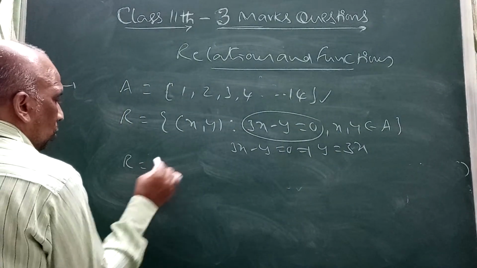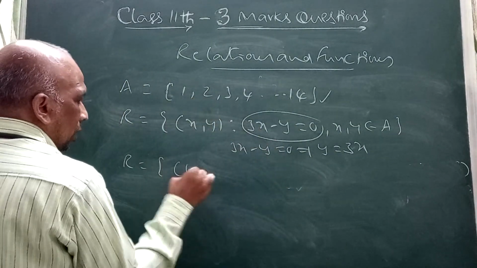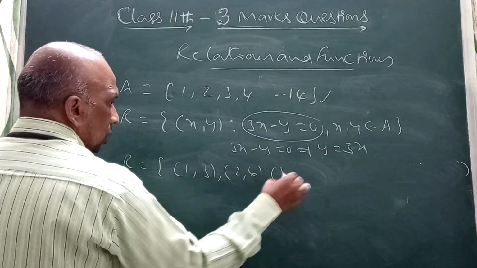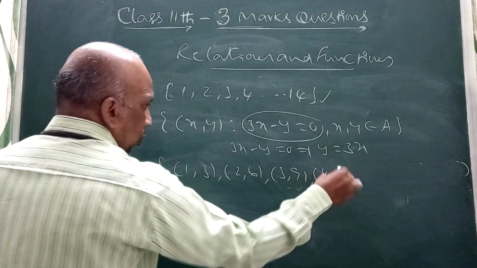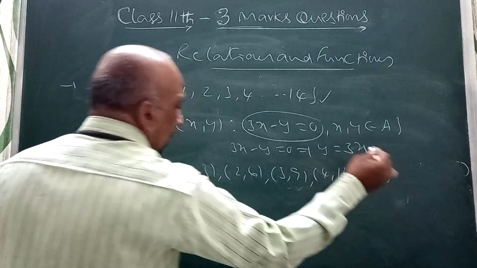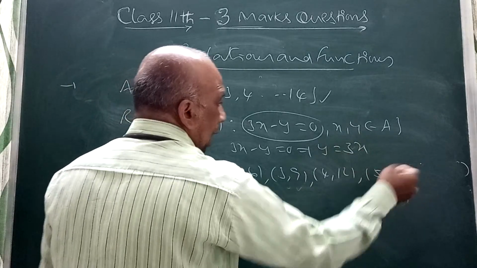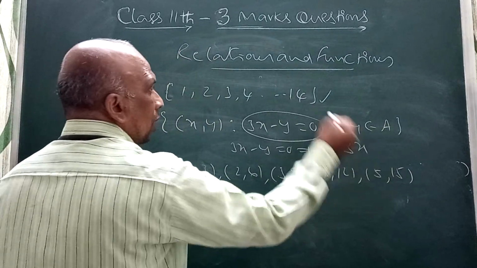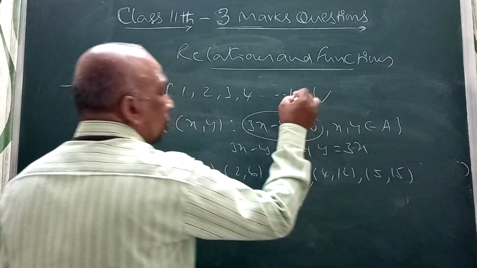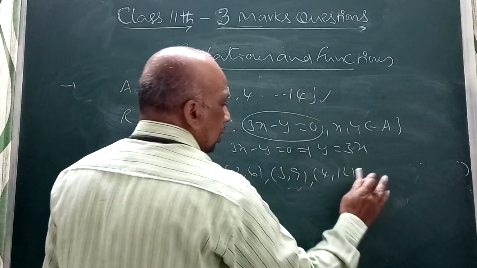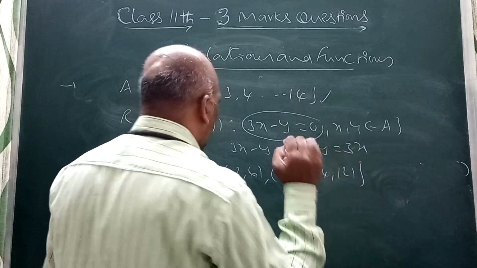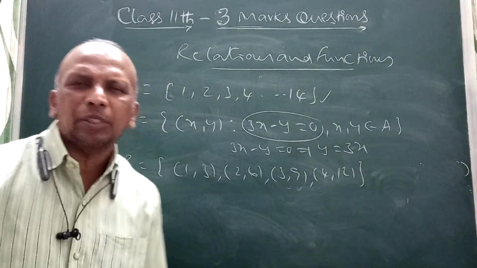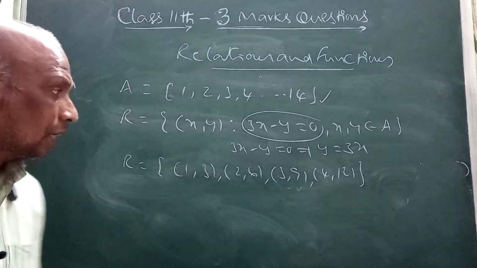Then R is equal to, if I take x element 1, y will be 3: (1, 3), (2, 6), (3, 9), (4, 12). If I write 5, 5 times 3 is 15, but 15 is not there in the set, so I should not consider this. Only (4, 12). So (1, 3), (2, 6), (3, 9), (4, 12), I should consider these. Correct. I have written it like this.